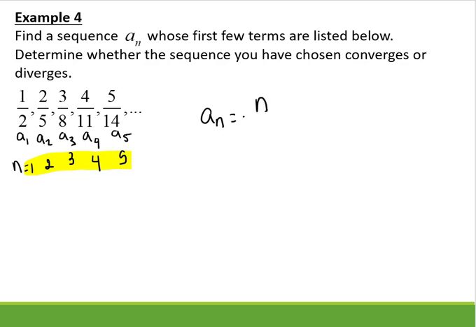The denominator, okay. I keep going up by 3, up by 3, up by 3. If you remember back, that's a common difference. Okay, so it's a common difference. So 3 times my term number minus 1. And you're just going to have to look for a pattern and try and play around with it.